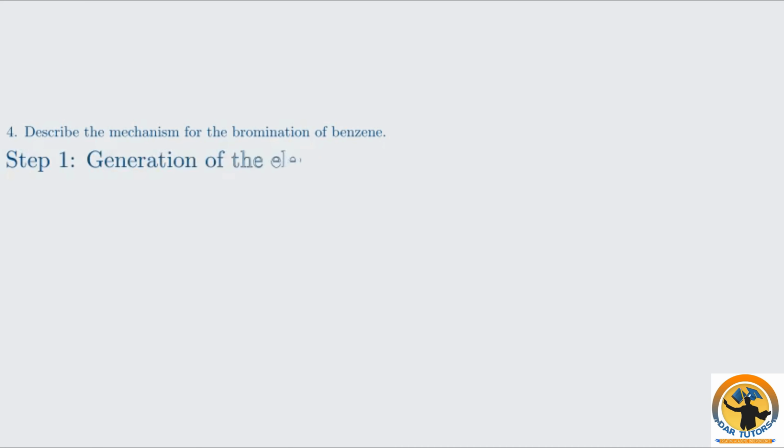Question 4. Describe the mechanism for the bromination of benzene. Remember, this is not an electrophilic addition. This is electrophilic substitution. First, we need to generate the strong electrophile, the bromonium ion. We do this in situ by reacting benzene with bromine and a Lewis acid catalyst like iron(III) bromide. The iron(III) bromide reacts with bromine to form the electrophile Br+ and a complex anion, FeBr4-.